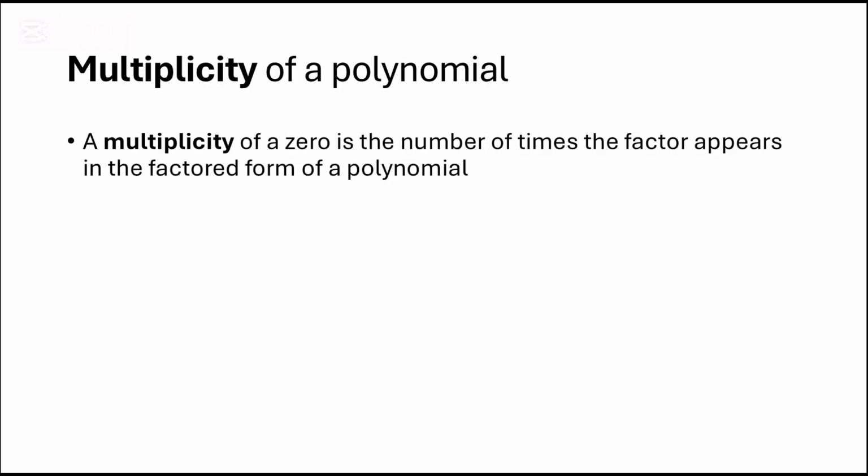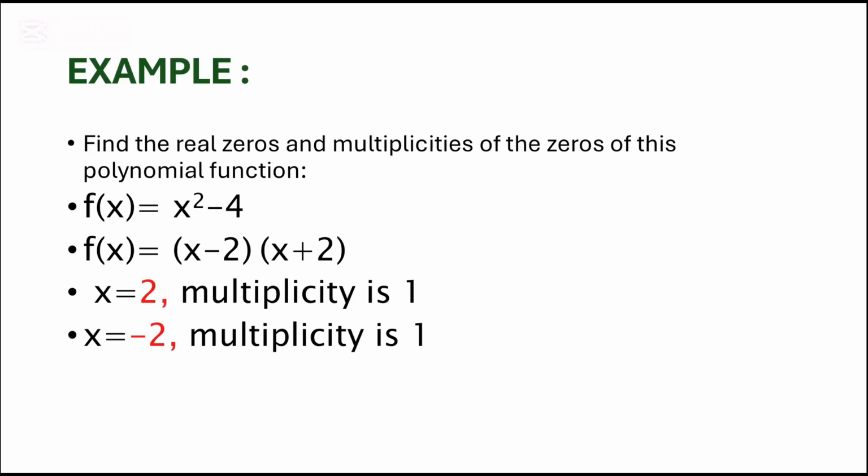Okay, let's talk about the last important thing of a polynomial, the multiplicity. A multiplicity of a zero is the number of times the factor appears in the factored form of a polynomial. So, let's give an example so we can understand that a little bit better. The question is, find the real zeros and multiplicities of the zeros of the polynomial function.